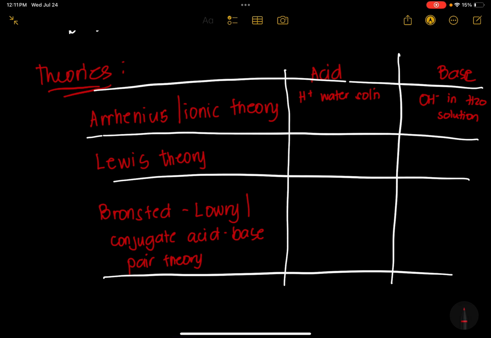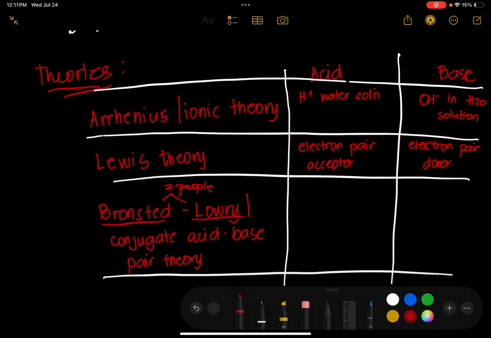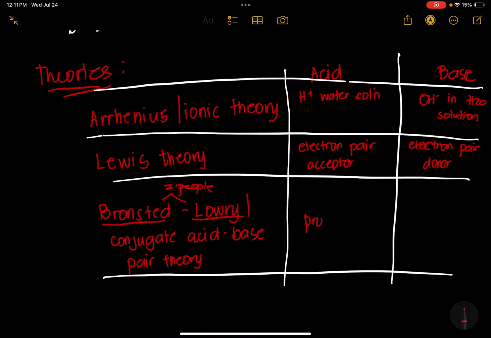Hambal naman ni Lewis, when it comes to acid, electron pair acceptor sila. Hambal naman ni Lewis, when it comes to base, electron pair donor naman siya. Hambal naman ni Bronsted-Lowry, duwa ni siya ka person, two people, nga nag-ubra sang theory, that is why amo na ilang ang ngalan. Hambal niya, proton donor ang acid. Kung basic naman, proton acceptor.